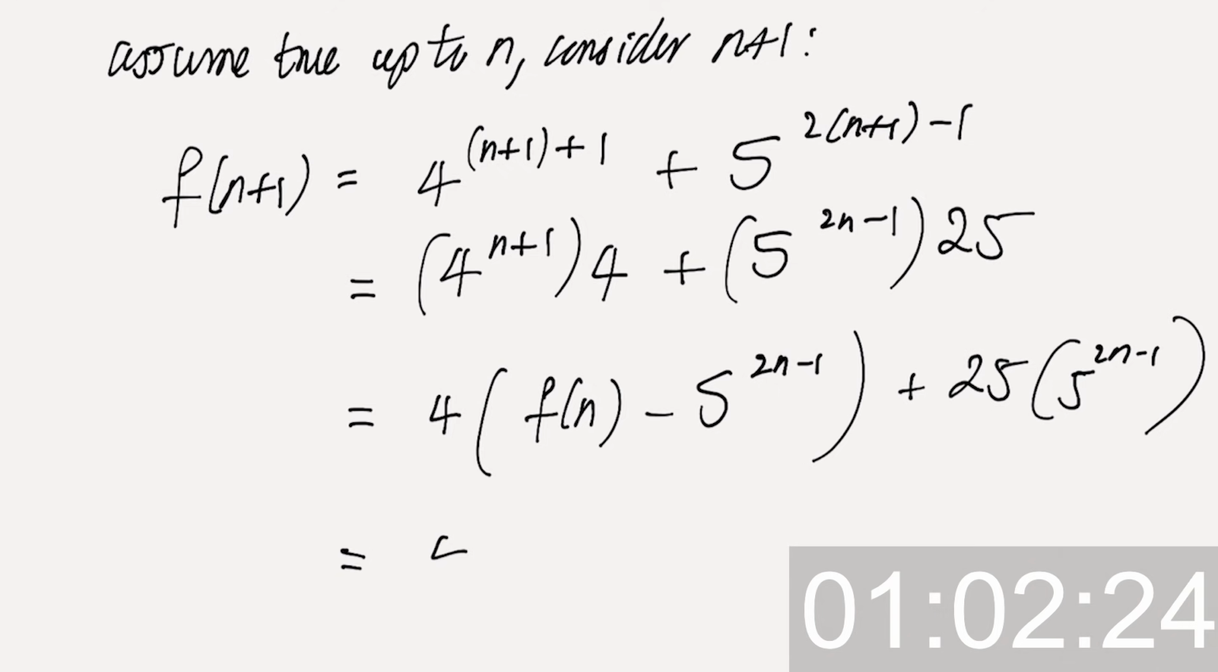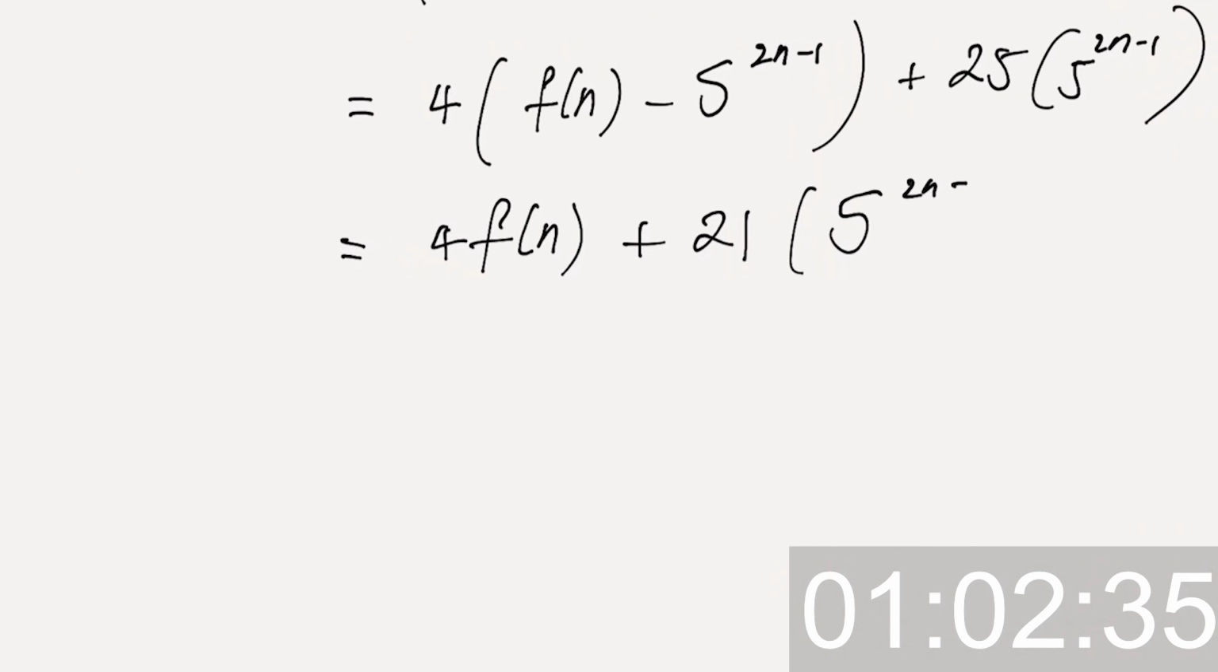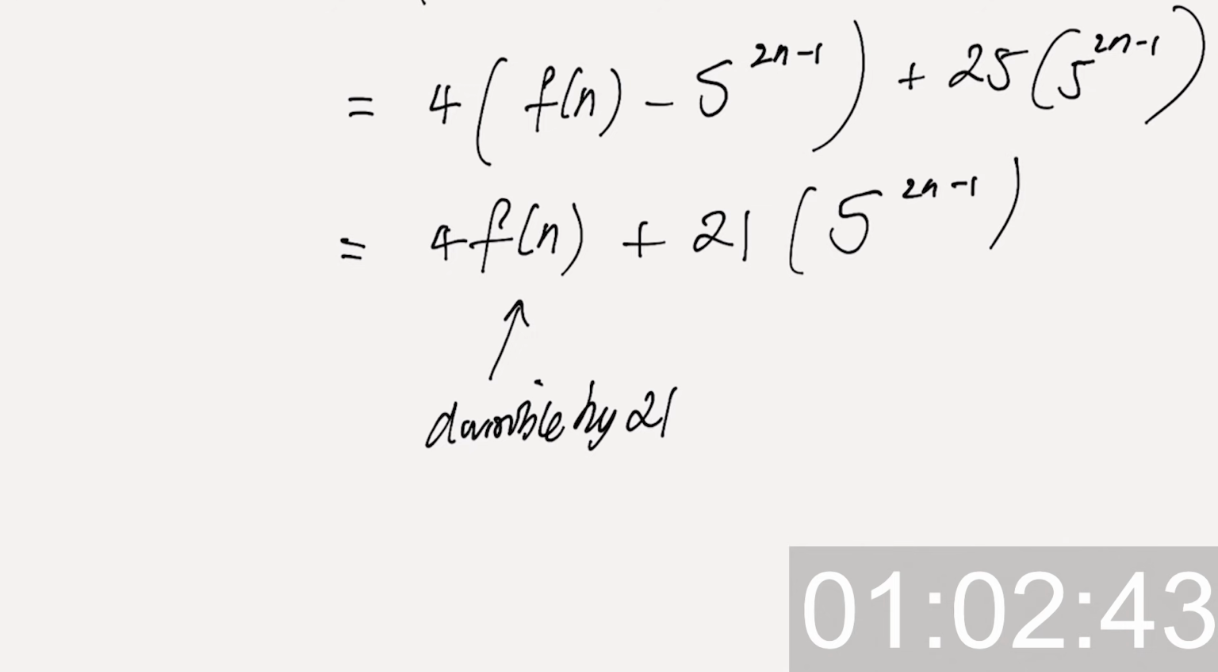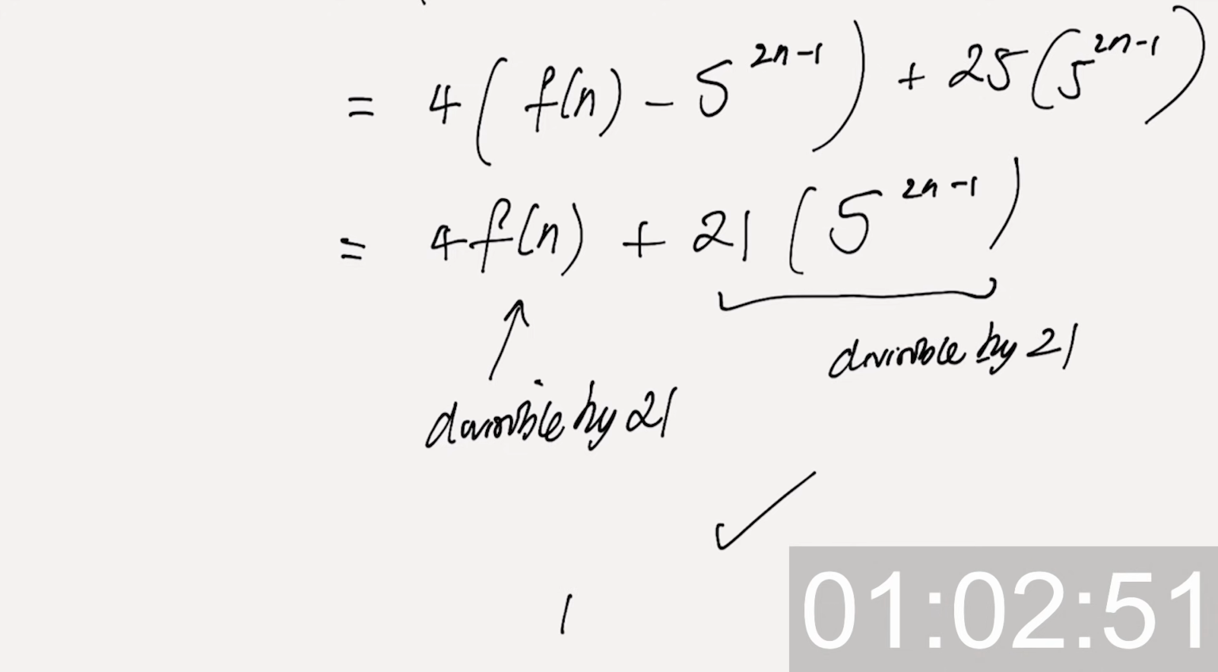So that's now 4 lots of f of n. 25 minus 4 lots is 21. So that's plus 21 lots of 5 to the 2n minus 1. So this is divisible by 21 by the inductive hypothesis. And this whole thing here is clearly divisible by 21 because it's multiplied by that factor. So the whole thing is, therefore true by induction. I've probably left out a few details, but I've already been doing this for quite a while. You get the idea. Okay.